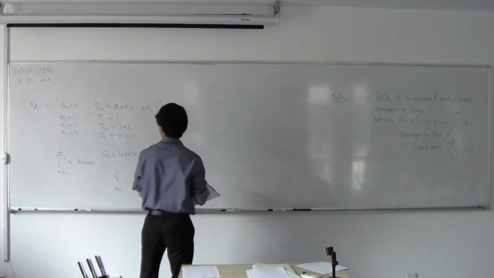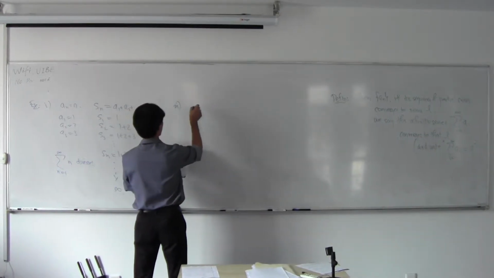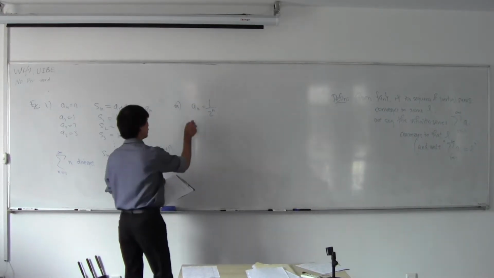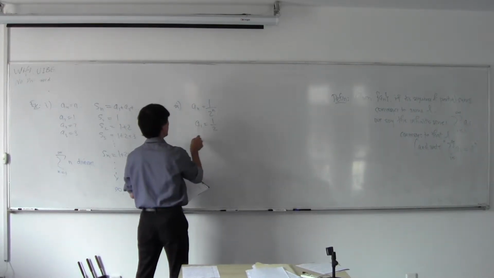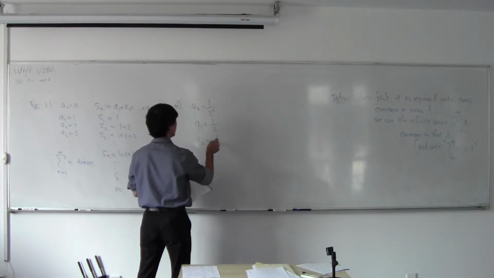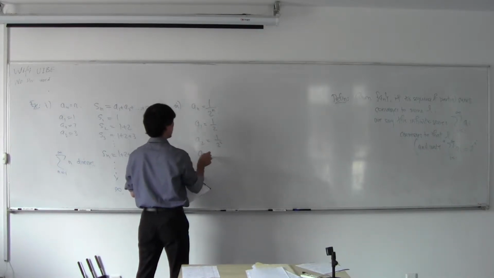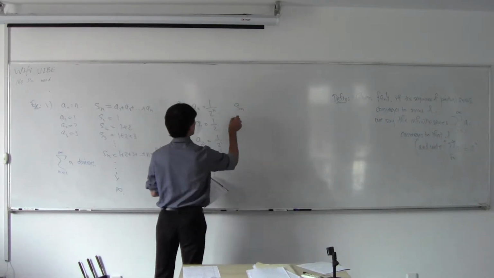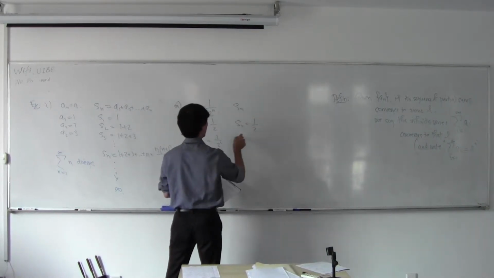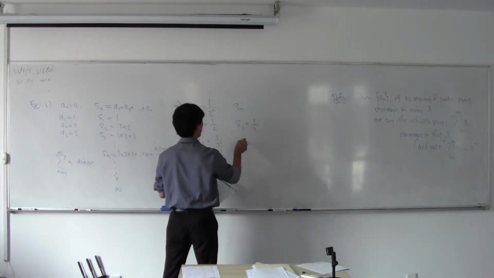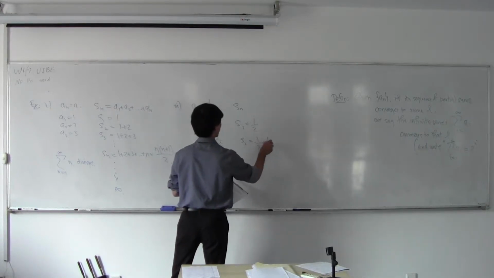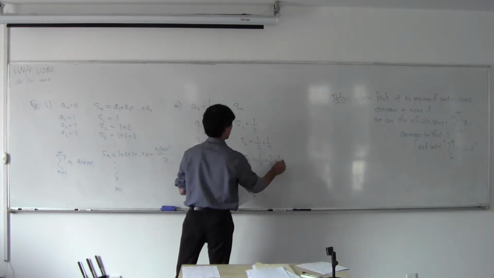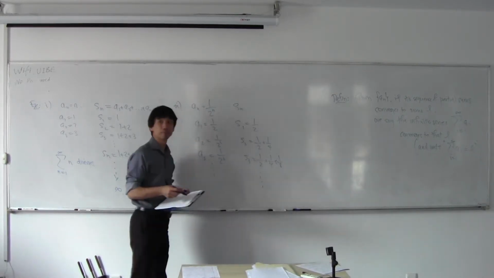Okay. Second example. A sub n is 1 over 2 to the n. A1 is 1/2. A2 is 1/2 squared. A3 is 1 over 2 cubed, etc. S1 is going to be 1/2. S2 is going to be 1/2 plus 1/4. S3 is going to be 1/2 plus 1/4 plus 1/8, etc.